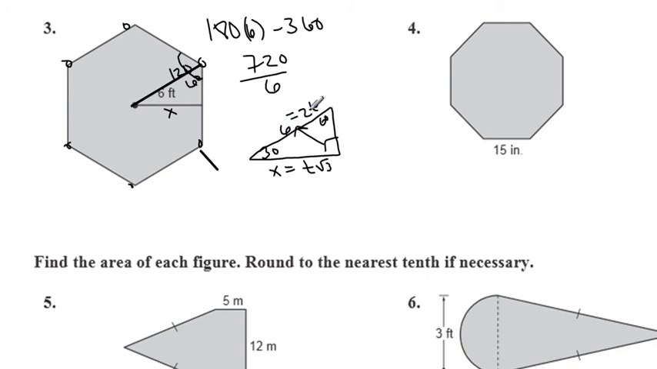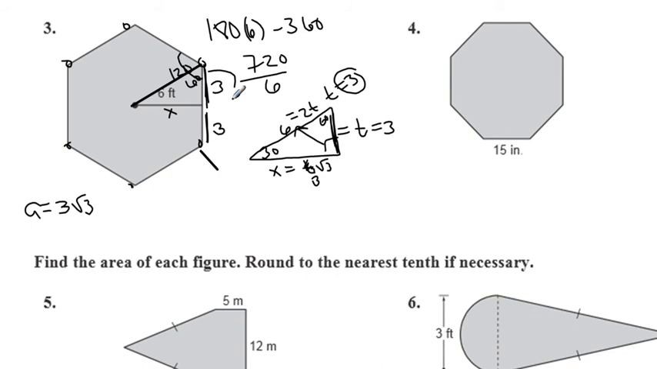So if 6 is 2t, then t is 3. So x is 3 square root of 3. So that gives us our apothem. And this side length right here is opposite the 30, so that's just called t, which we already said t was 3. So this is 3, which means this is also 3, which means the side length is a total of 6.